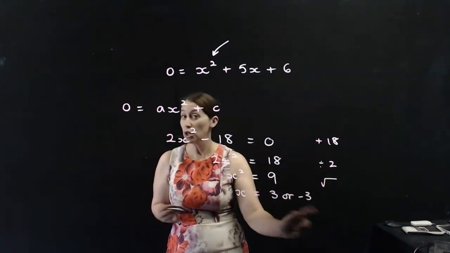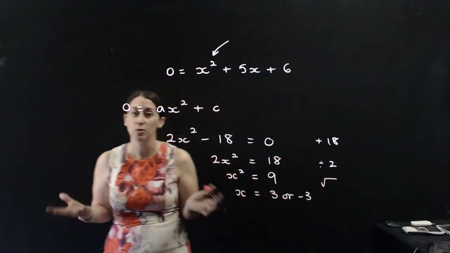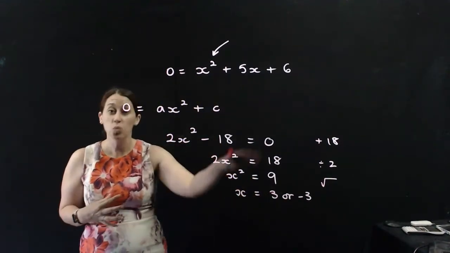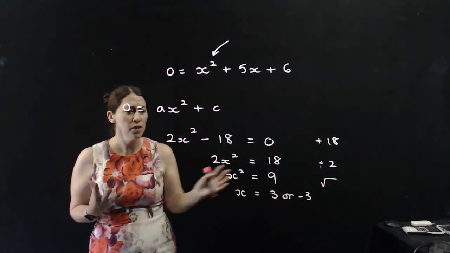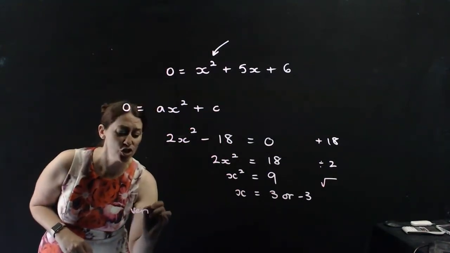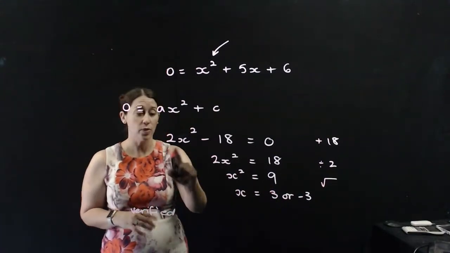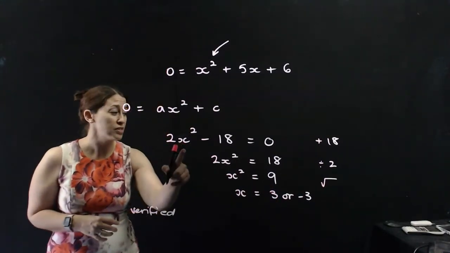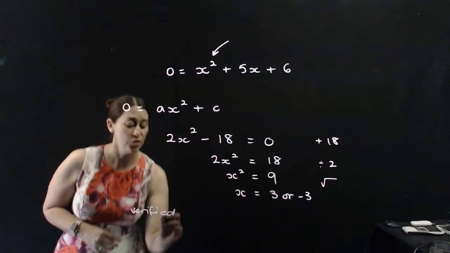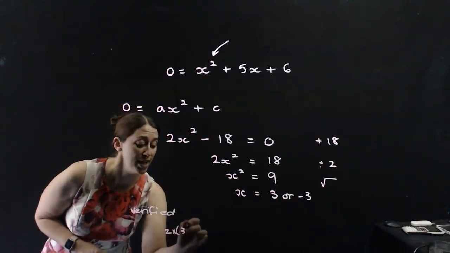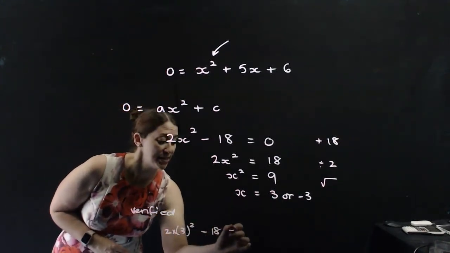So there could be two possible solutions here, two possible values that x can take that would work for this equation. And we can check that. We can just show that we get 0 when we sub either of these into this equation. Let's try it. Let's put positive 3 in there. Let's do it now. 2 times 3 squared minus 18. Let's see what we get.